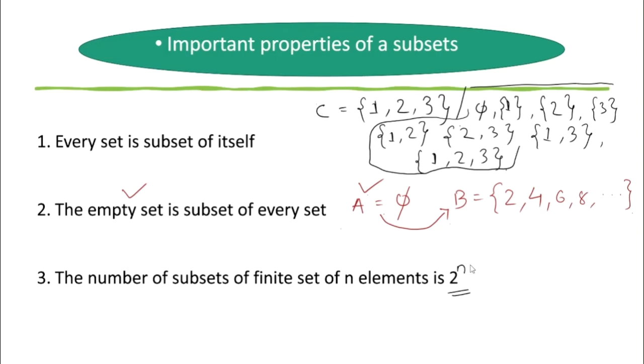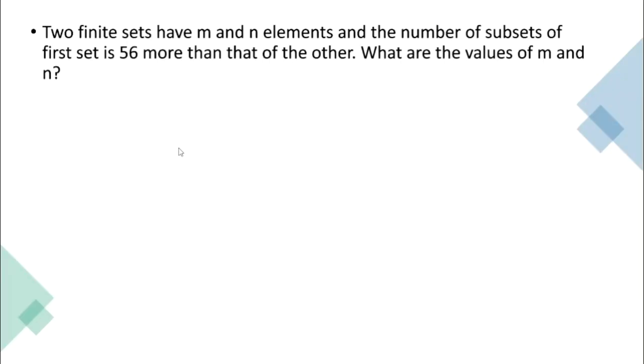So now if I put the value here, 2 to the power 3, because C has a total of 3 elements, then 2 to the power 3 equals 8. So this is verified that every set containing n number of elements has 2 to the power n number of subsets. Now, based on the previous property, let us solve this question.